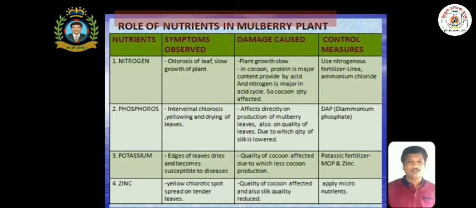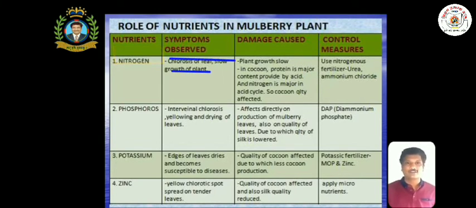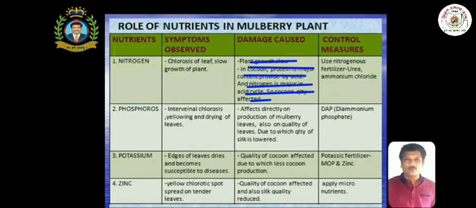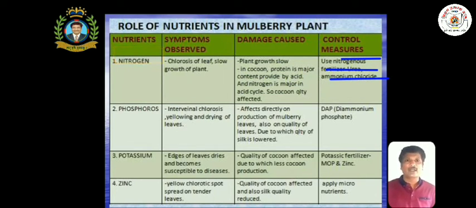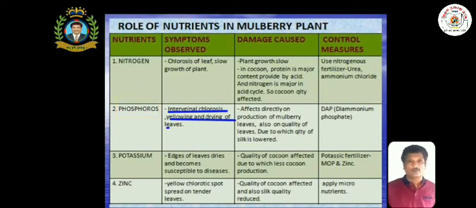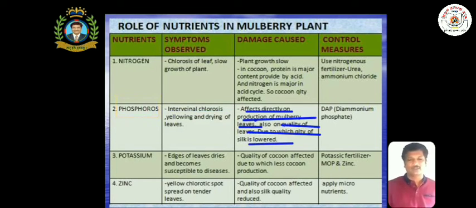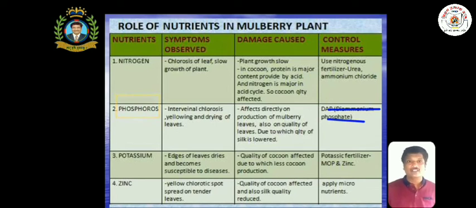Mulberry showing certain symptoms shows certain deficiencies. If there is nitrogen deficiency, the symptoms observed are chlorosis of the leaf and slow growth of the plant. These plants reduce cocoon production also, and hence for controlling this, nitrogenous fertilizers such as urea or ammonium chloride should be applied. Whereas if there is deficiency of phosphorus, interveinal chlorosis or yellowing and drying of the leaves may be observed, which reduces mulberry leaf production, and the quantity of silk is also lowered. For that, diammonium phosphate, commonly known as DAP, should be applied.